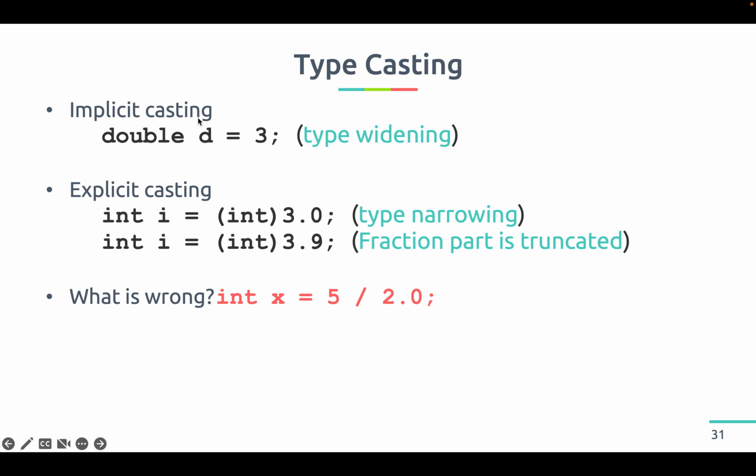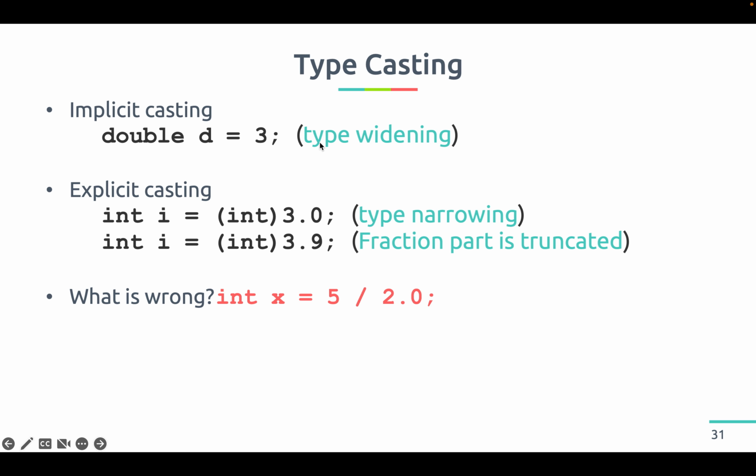So implicit casting, an example of it is the following. We write the data type as double, and we give it a name D, and then we set it equal to 3, which is written as an integer. What happens here is that it will be cast to double. So if I create the statement and then print the value of D, it will give us 3.0.